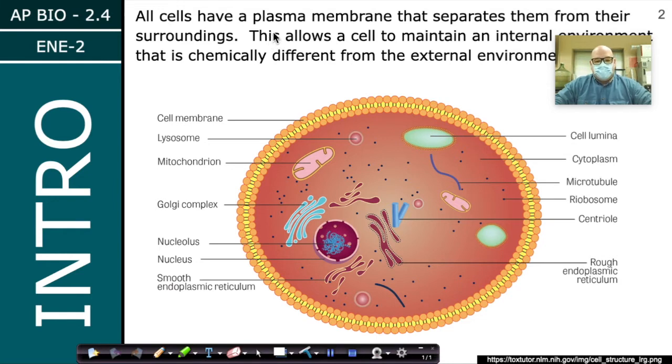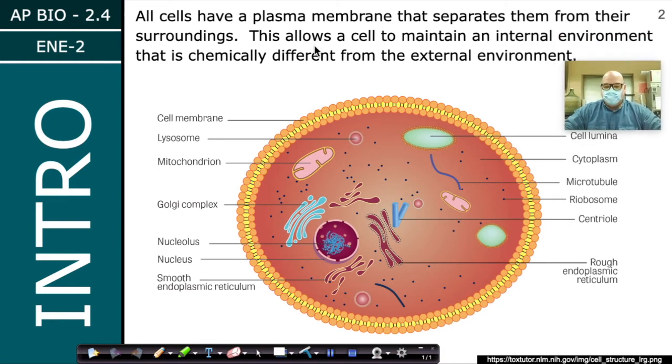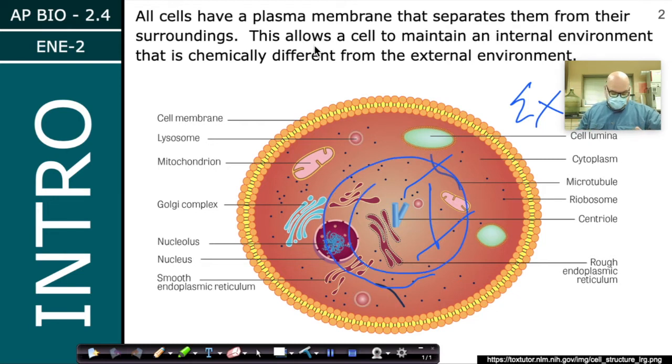Every cell, whether it's prokaryotic or eukaryotic, has an outer plasma membrane that separates it from its surroundings. So we see an internal and external environment. The idea is to keep this area in here separated from the external environment, and we want to have very tightly controlled chemical environments.